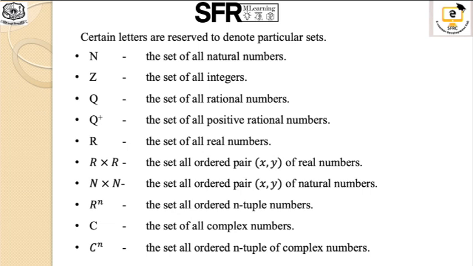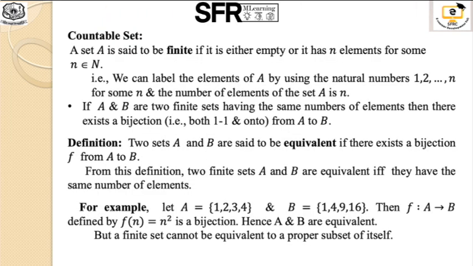Here we are going to study the first concept, countable sets. Before defining countable sets, we have to define what is meant by a finite set and when we say that two sets are equivalent. Here let us see the definition of a finite set. A set A is said to be finite if it is either empty or it has n elements for some n belongs to capital N. That is, we can label the elements of capital A by using the natural numbers 1, 2, etc., n for some n, and the number of elements of the set A is small n.